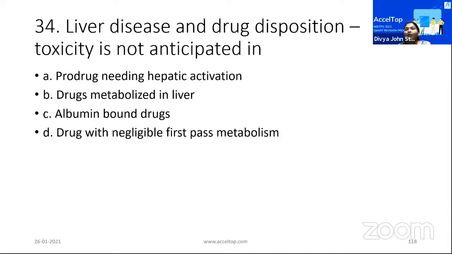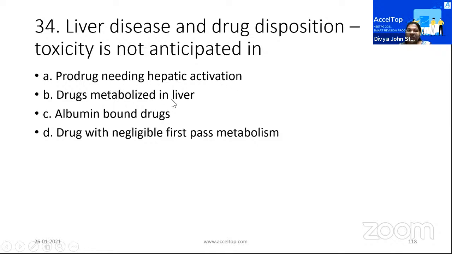Okay. And one of the logical questions that could be asked is liver disease and drug disposition. So when do you not anticipate toxicity? When the drug is metabolized by the liver in the presence of liver disease. Okay. So pro-drug needing hepatic activation. Okay. So over here, you know that the liver disease is there. So the hepatic function is not adequate. So pro-drug may not become active. Okay. So that is one possibility here.